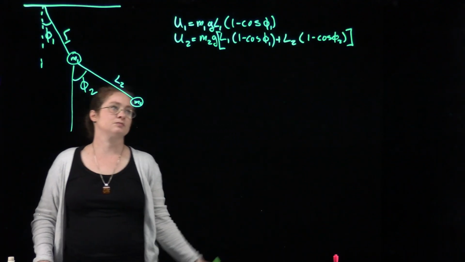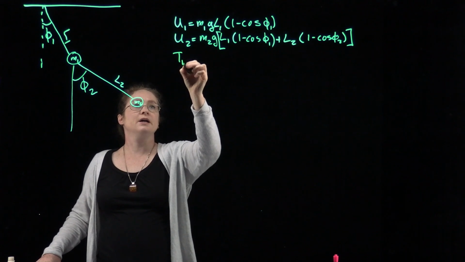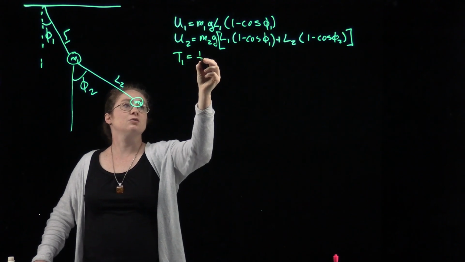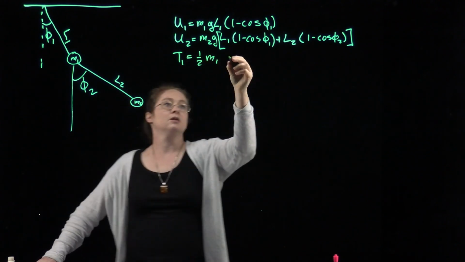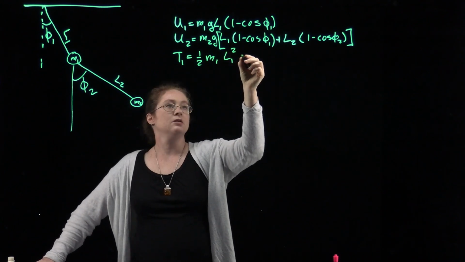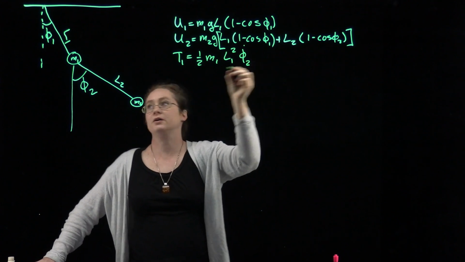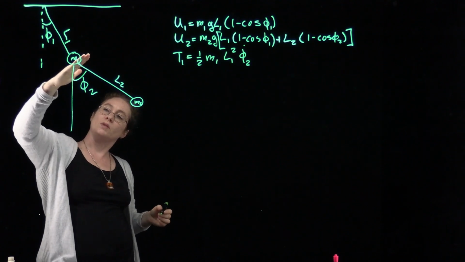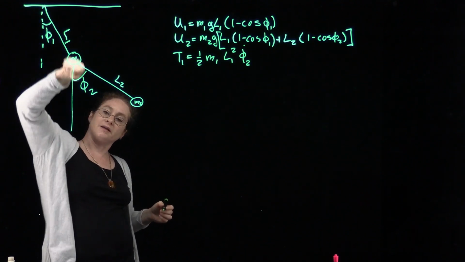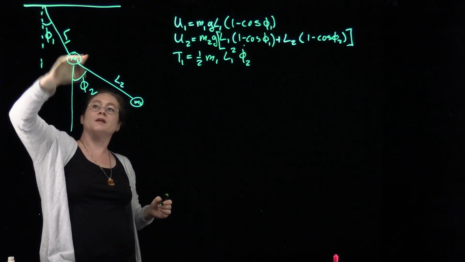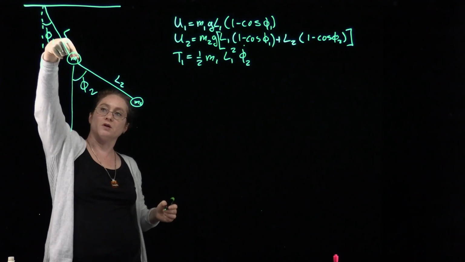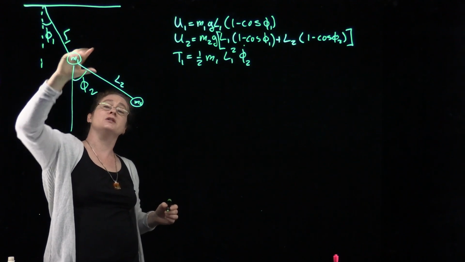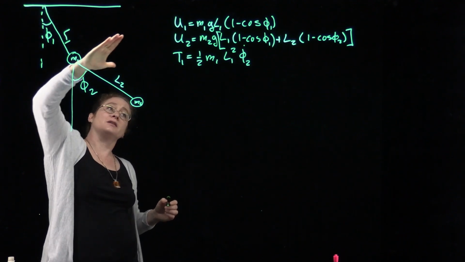So far, so good. T1 is easy. This is 1/2 M1 L1 squared phi 1 dot squared. That's because this is fixed. It is always going to be a length L1 from the pivot point, and there is no velocity in the r hat direction, and the velocity in the phi hat direction is L1 times phi 1 dot.